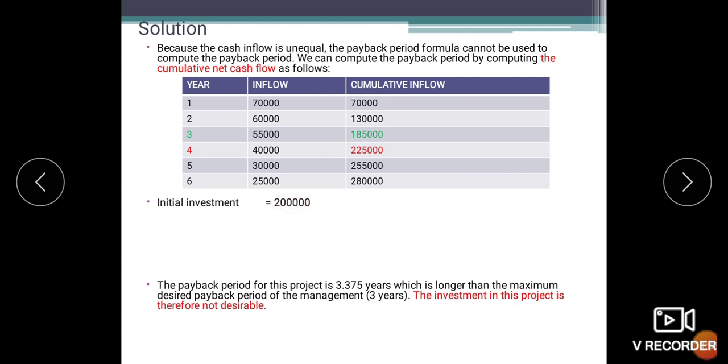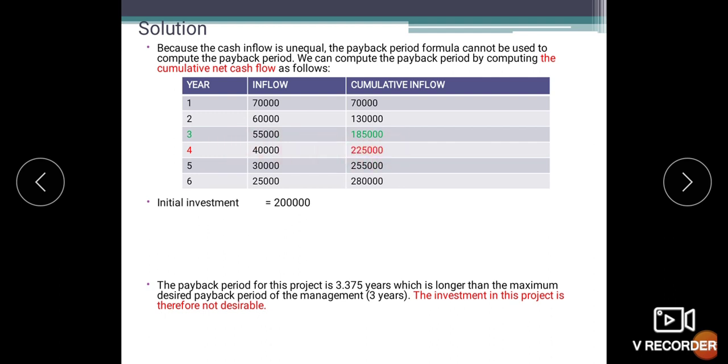So looking at this cumulative cash inflow, 70,000 is recovered in the first year, in the second year 1,30,000, in the third year 1,85,000. We need to recover 2 lakh, right? In the fourth year it is 2,25,000. So it is clear that this 2 lakh is recovered only in the fourth year.